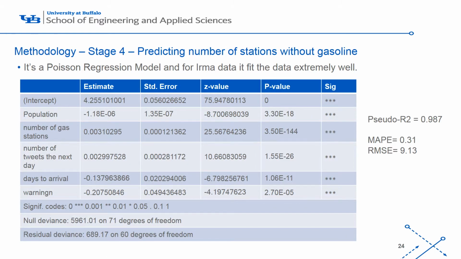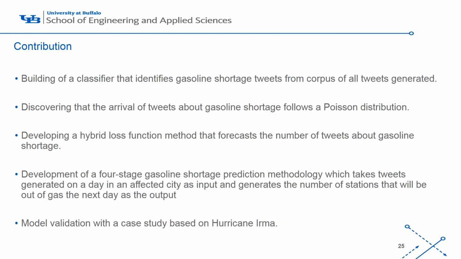Finally, our methodology in stage 4 is predicting the number of stations without gasoline. It's a Poisson regression model, and for Irma data, it fits the data extremely well. And this gives us the number of gas stations without gasoline, a prediction. So here's our contribution.